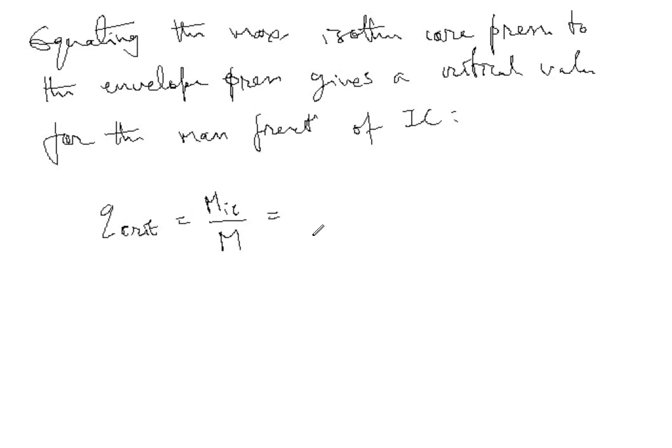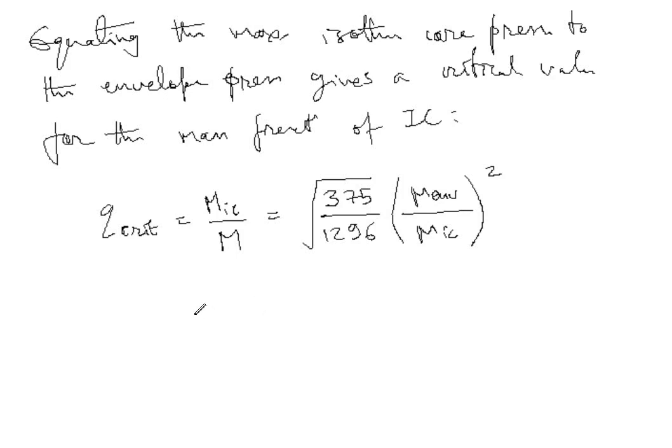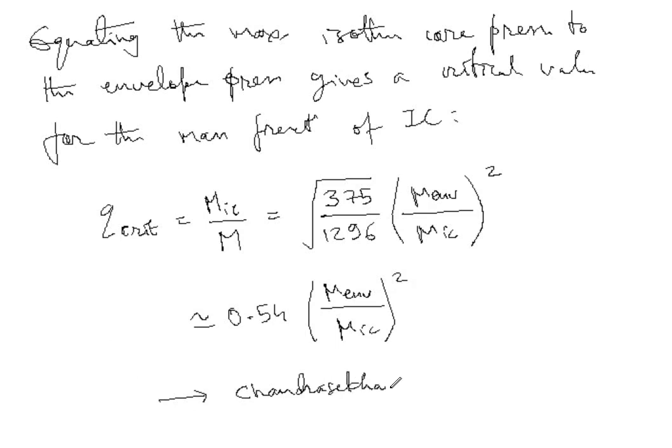Okay, and this is basically your 375 by 1296 into (mu envelope divided by mu of isothermal core) whole square, and its approximate value is 0.54 into (mu envelope divided by mu isothermal) whole square, and this is known as the Chandrashekhar Schonberg limit.